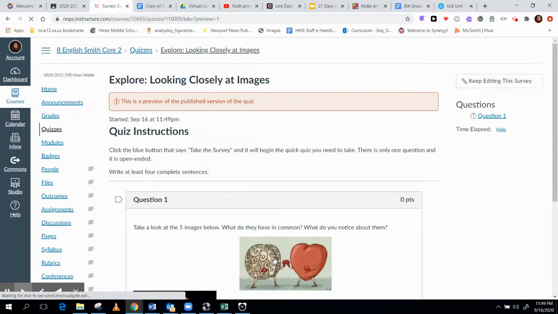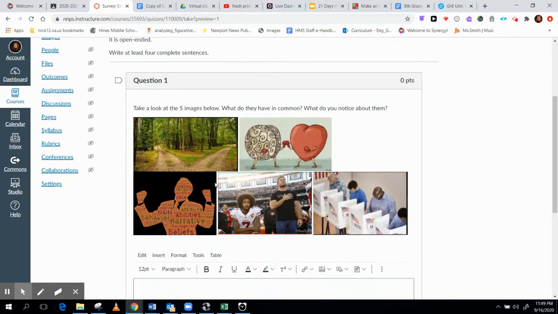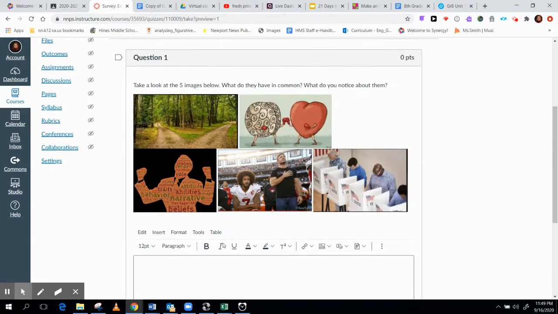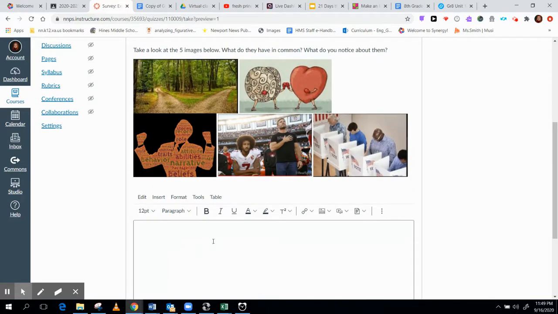Your button will say take survey. You will click on take survey and you are to look at the 5 images and type in the entry box, what do they have in common? What do you notice about them? These can be simple answers. I noticed the leaves are green. I noticed that the heart is wearing boxing gloves. I noticed this about this picture. What do you notice about each of these pictures?